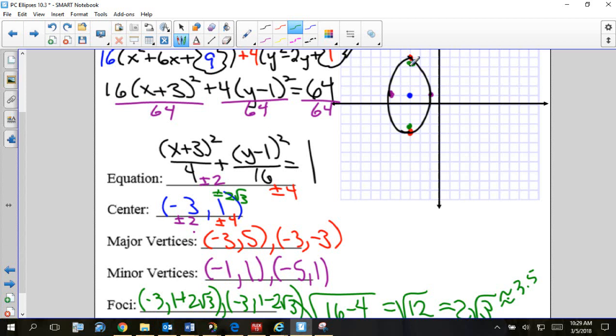And then you're going to do plus or minus 2 radical 3 vertically from the center. So I found this is approximately 3.5. So it would go from the center down 3.5, from the center up 3.5. I don't know what decimal it is exactly, but that's about right.